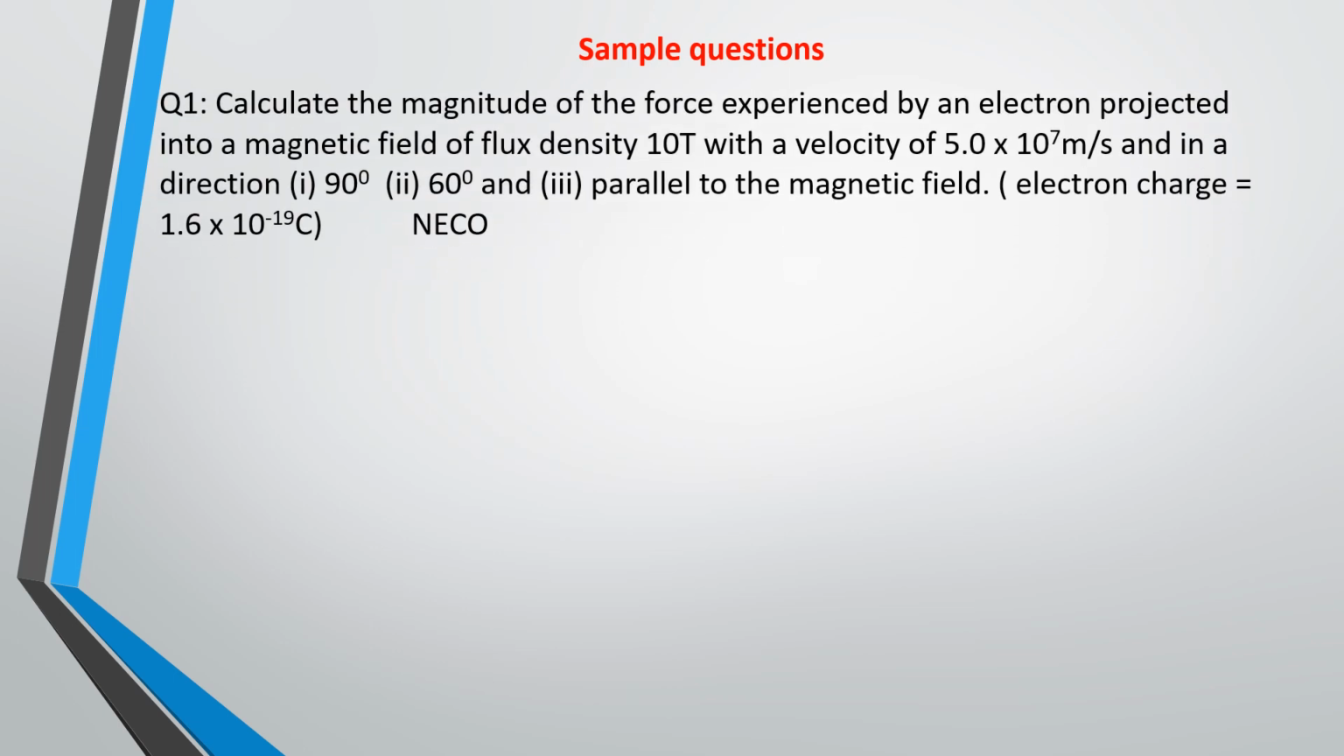Alright guys, this is a sample question that I need to solve so that we will be able to drive home all the equations that we have discussed so far. This question says: calculate the magnitude of the force experienced by an electron projected into a magnetic field of flux density 10 Tesla with a velocity of 5.0 times 10 to the power 7 meters per second, in a direction 90 degrees, 60 degrees, and parallel to the magnetic field. The electron charge is given by 1.6 times 10 to the power minus 19 coulomb.